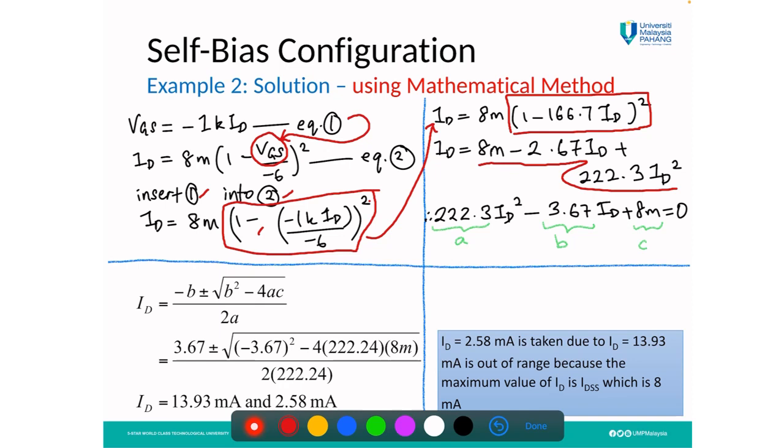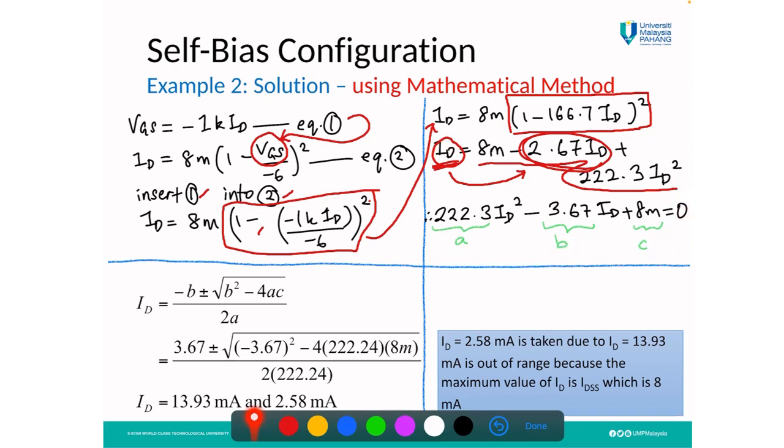This one is equal to ID, so remember that. Then we need to make this equation equal to 0. Bring the ID here and rearrange the equation. It becomes 222.3 ID squared minus 3.67 ID plus 8 milli equals 0. You see here the ID is already added, and the right side becomes 0.